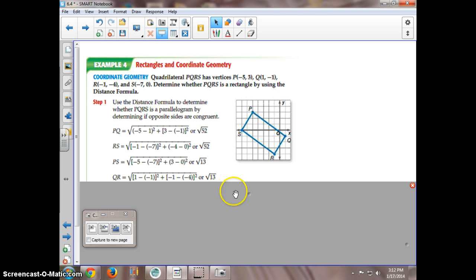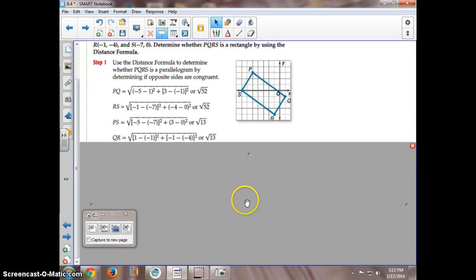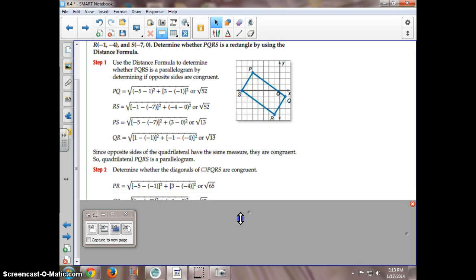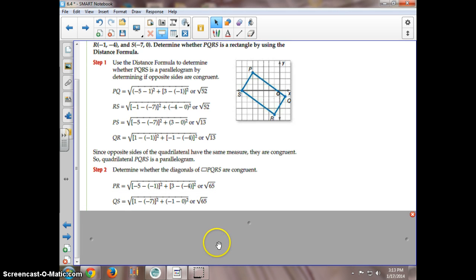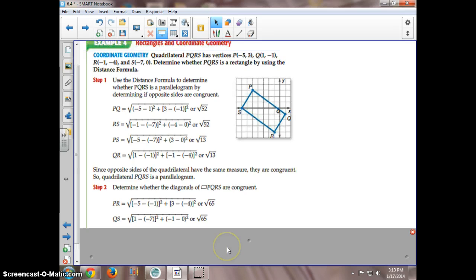The other thing we are going to have to prove is that these diagonals are congruent. So same thing using the distance formula. We're going to do the square root of (x minus x) squared plus (y minus y) squared for each of those diagonals. Add them together, take the square root, and it turns out that this is a rectangle because those diagonals are congruent.